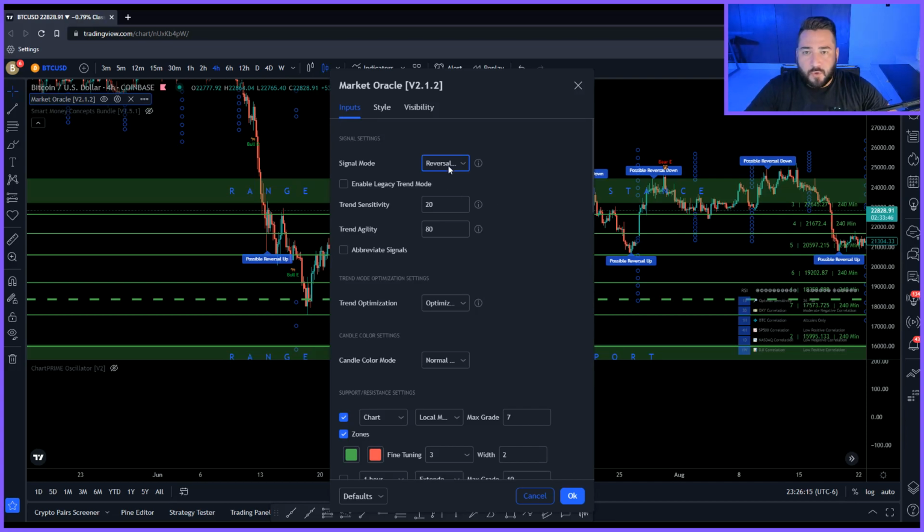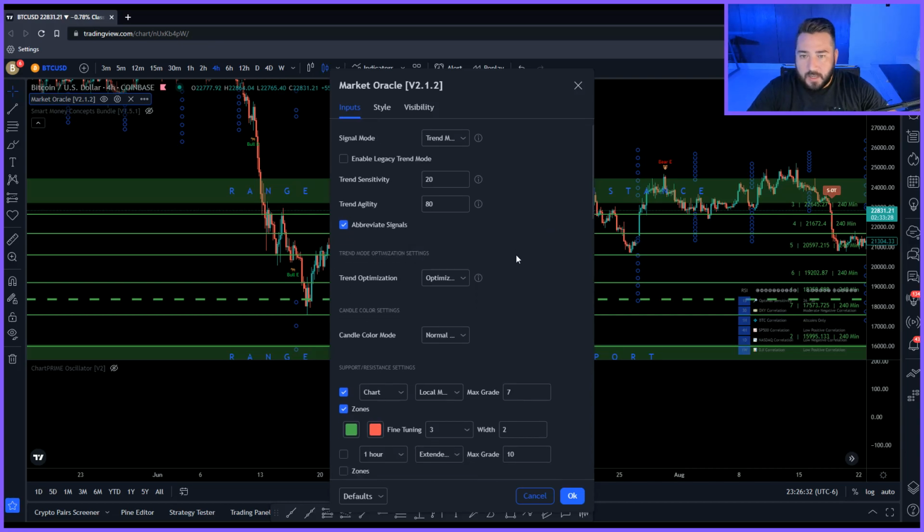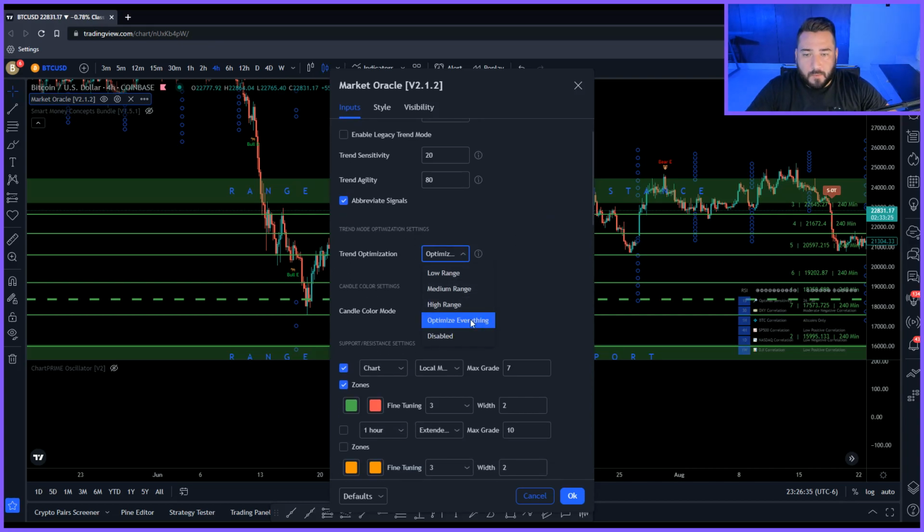At this point, let me turn this one to trend mode, because this is the one I'm going to be starting with. Then I'm going to enable abbreviate signals so I can see these flags way better, or smaller. That way I can keep my chart a little bit cleaner. Then you can see right here, this is on optimize everything. I suggest you start looking at this one first and then taking out the other ones later. If nothing in here actually works for you, then we're going to be adding a disable state on the trend optimization and then modifying the trend sensitivity and trend agility. We'll see that in a second.